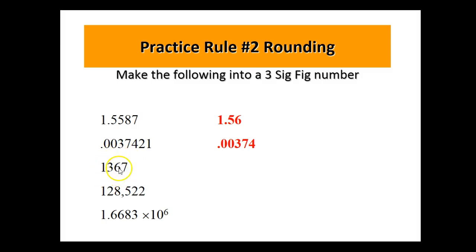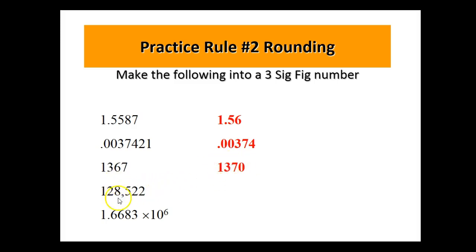This one, they're all significant because they're all non-zeros. We're going to focus on the 3rd one because we want to round to 3. This 7 right here is above 5, so we're going to round up, and our number is going to be 1370. And it might look confusing because this might look like there's 4 significant figures, but remember, there's an implied decimal here. So if there's an implied decimal, that means that this 0 doesn't count. Had there been a decimal here, then there would have been 4, but since there isn't one, there's 3.